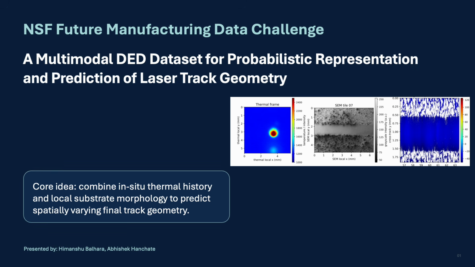The central idea is to combine the in situ thermal history of the laser material interaction with the local morphology of the substrate. Instead of predicting one average value for an entire track, participants are asked to predict local geometry and its uncertainty along the scan path. The three principles to keep in mind are: predict locally, quantify uncertainty, and preserve physical alignment. To understand why this local formulation is necessary, let us first look at the manufacturing problem.